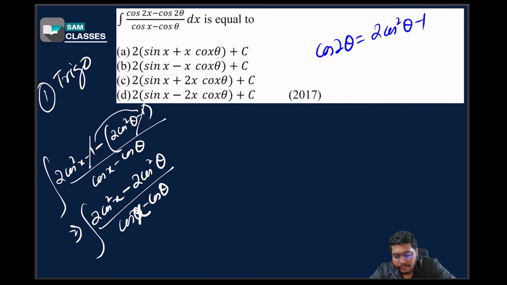Now understand one more thing we need to know here: algebra. Now what is that algebra? Basic algebra. Everybody remember this formula: a square minus b square is what?